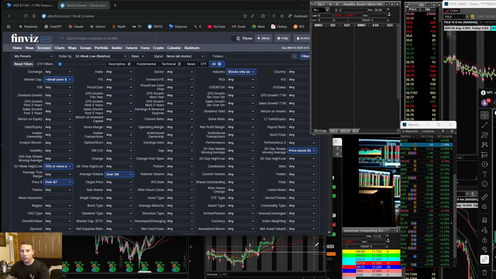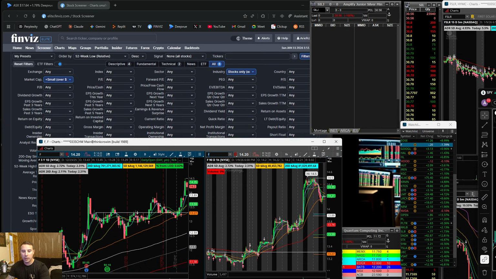Let me kind of scoot this over. Ford had a nice little flat base breakout. And then so it's just a matter of putting that on your watch list. And saying to myself, hey, that's a setup I trade. That's a setup I'm familiar with.